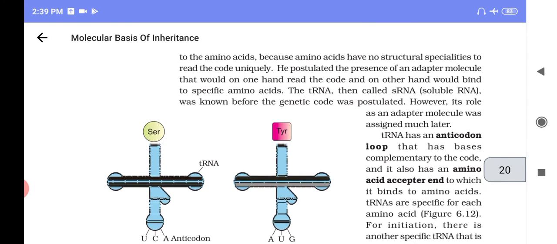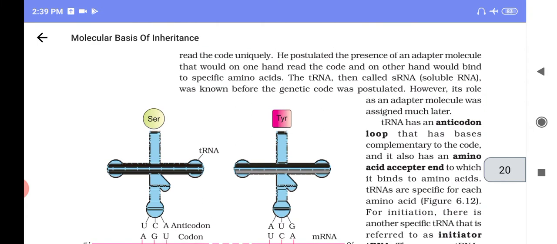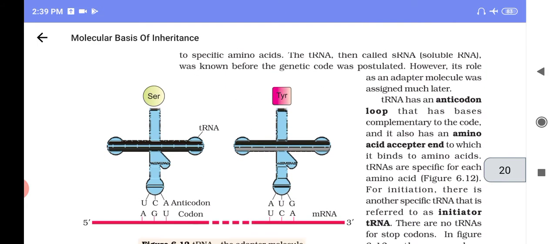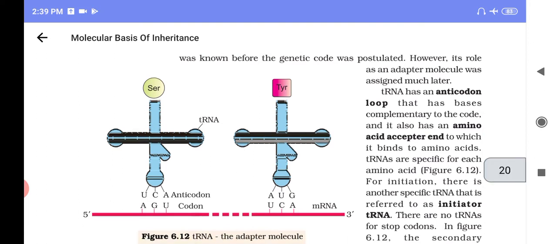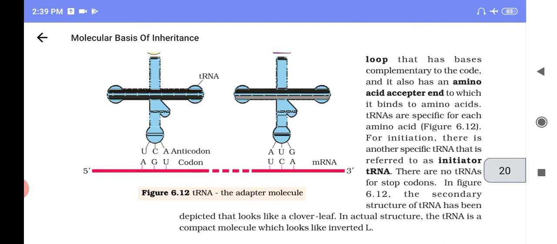The tRNA, then called sRNA, soluble RNA, was known before the genetic code was postulated. However, its role as an adapter molecule was assigned much later. tRNA has an anticodon loop that has bases complementary to the code, and it also has an amino acid acceptor end to which it binds amino acids. tRNAs are specific for each amino acid.